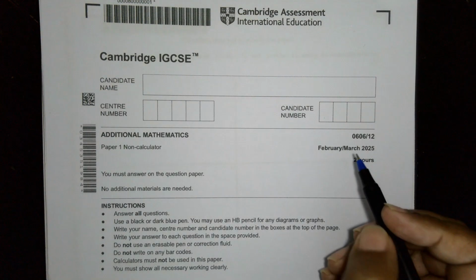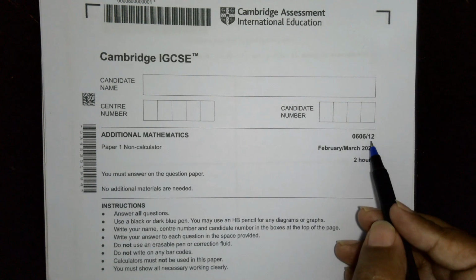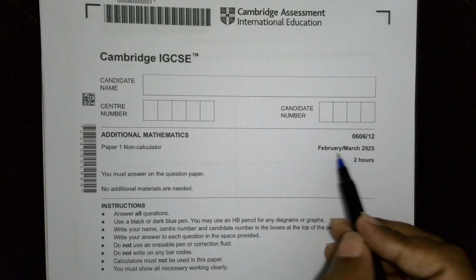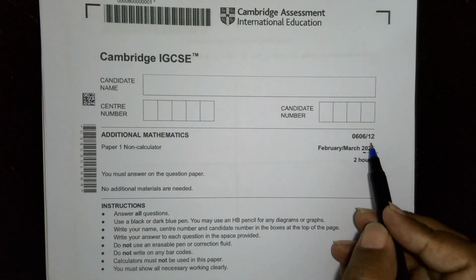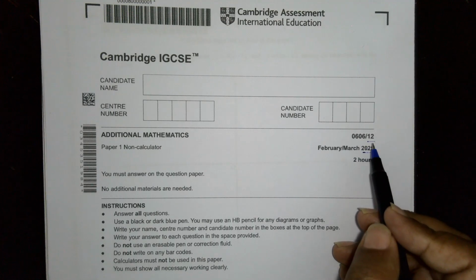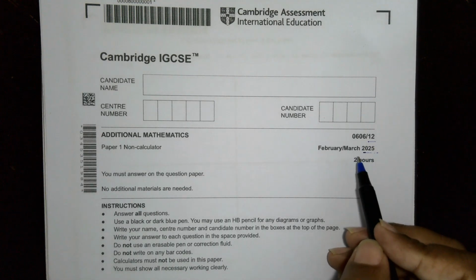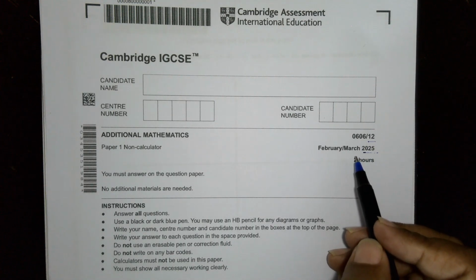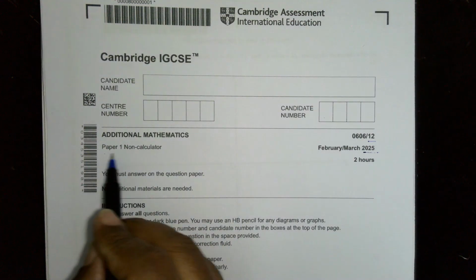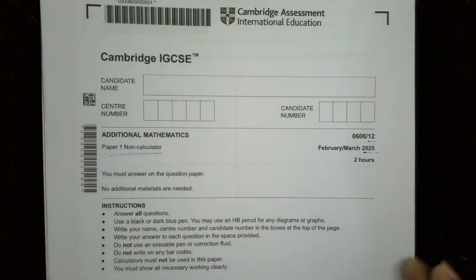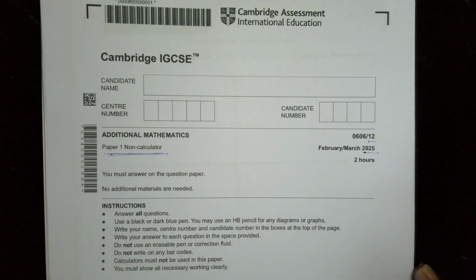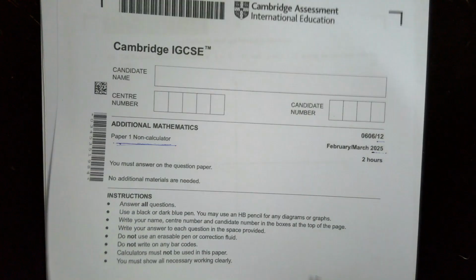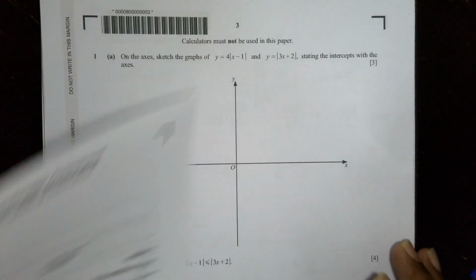Okay, Apsara, today we are going to solve a February March question of 2025, paper 1, variant 1 2. Paper 1 means it's a non-calculator paper. Look here, sir. Paper 1 non-calculator is written on the front page. Okay, so now let's go to question number 1 directly.